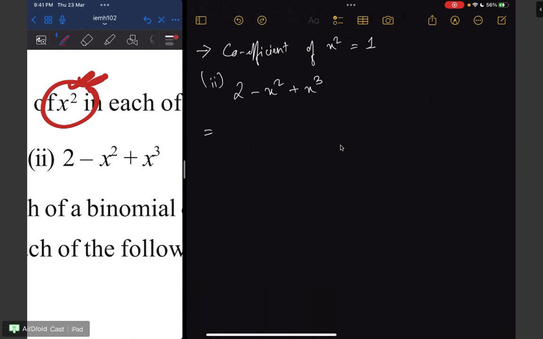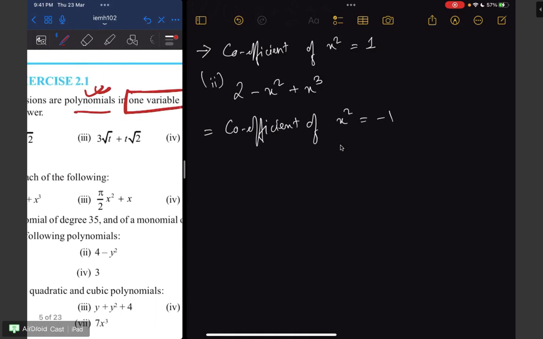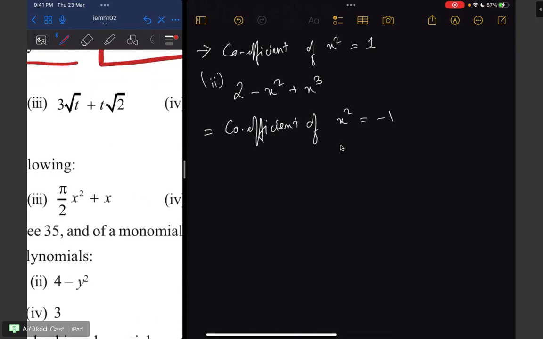If plus is there, we need not mention plus, but if minus is there, we need to mention the minus symbol here. So how to write it here? We can write it like this. Coefficient of x square here is how much? It is minus 1. Let's go to the third problem. The third problem says pi by 2 x square plus x.